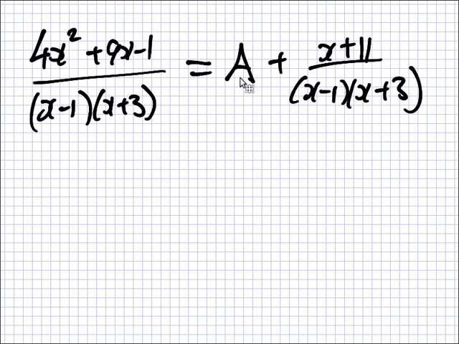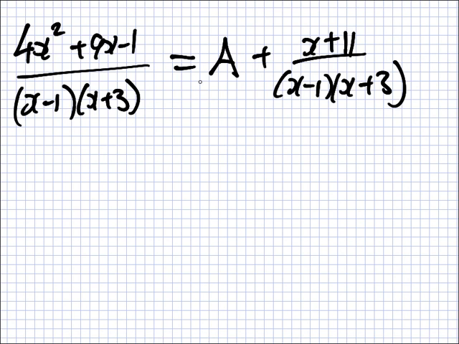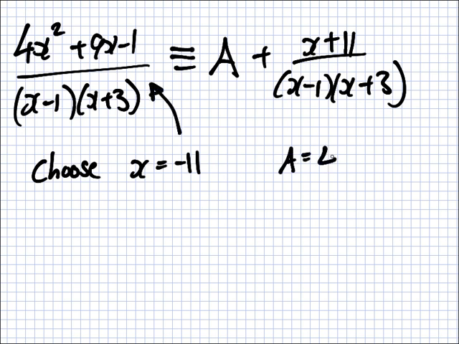Now, if you didn't like that, there is an even easier way to do it. Remember, is this an equal? No. Strictly, it's an identity. So these two should be the same for all values of x. What would happen if I choose x equals minus 11? What would happen on the right? What would I get? 0 plus a. So in other words, a is whatever this is when x is minus 11. And I'm sure when you sub minus 11 into that, you'll get 4.